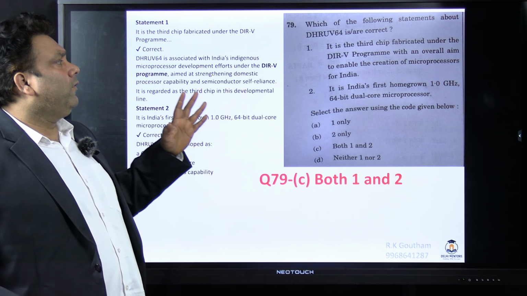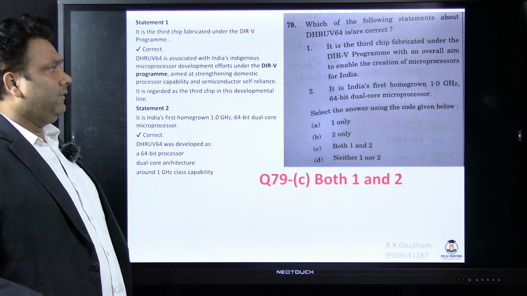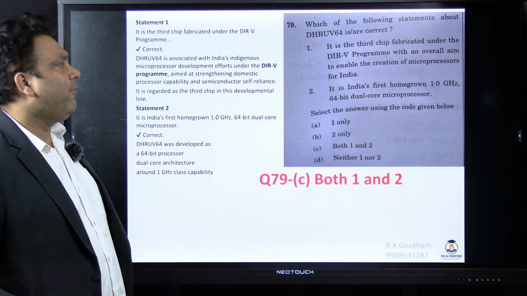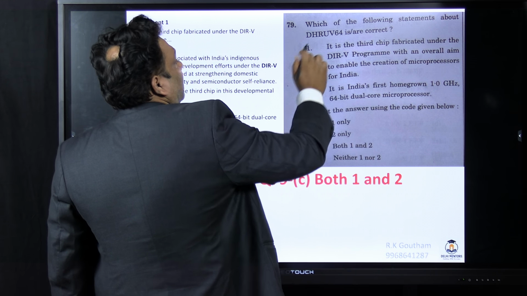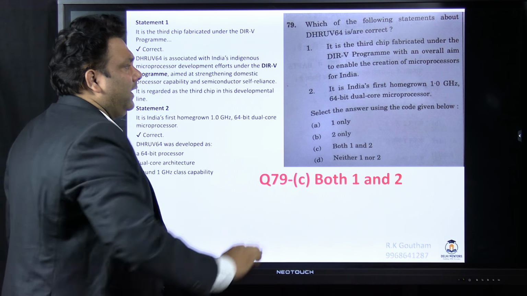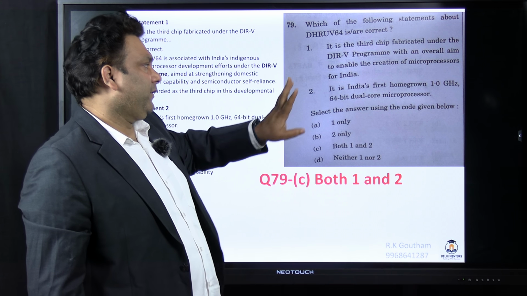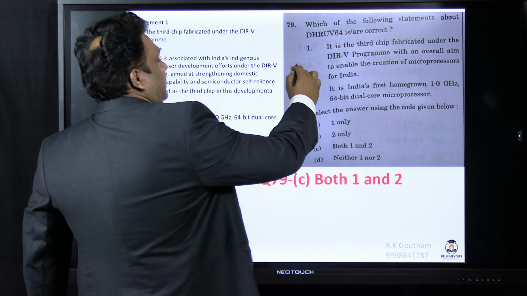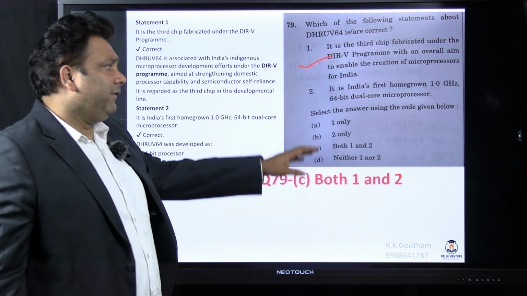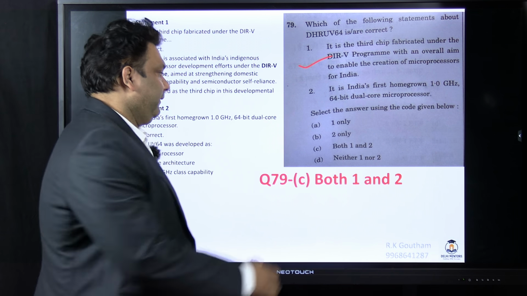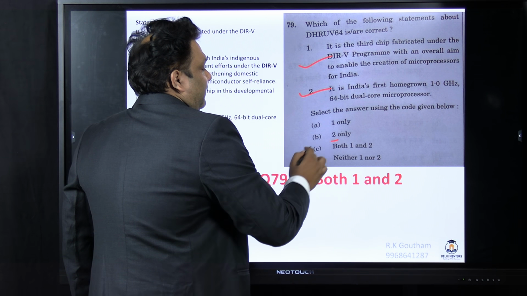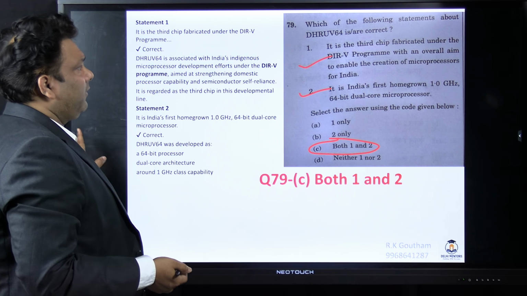Now, Dhruv 64. So it is a third chip fabricated under the DIR-V program. Okay, an overall aim to enable the creation of microprocessors in India. So which is a right statement? So it is India's first homegrown 1 gigahertz 64-bit. Okay, this is also a right statement. And this has been in the news also. You guys must be knowing this.